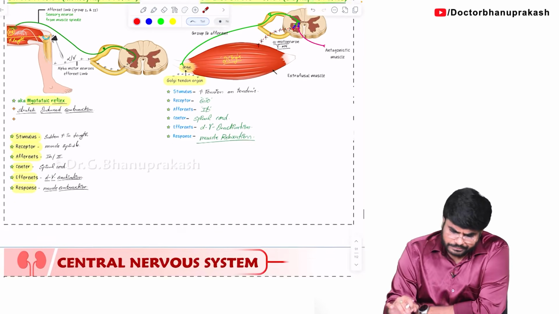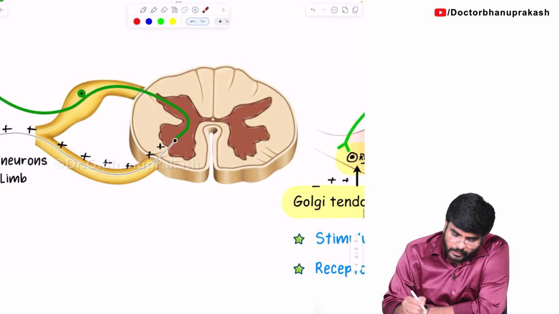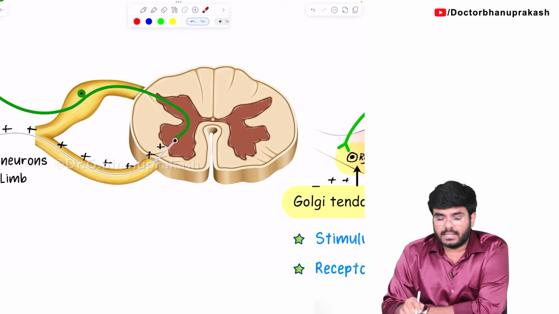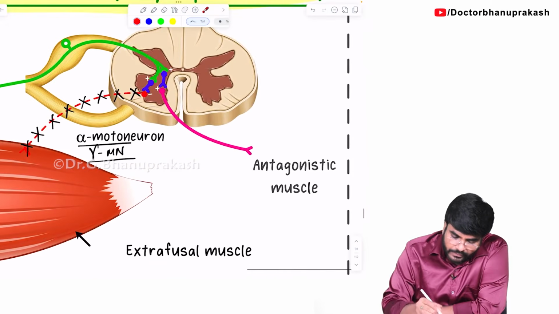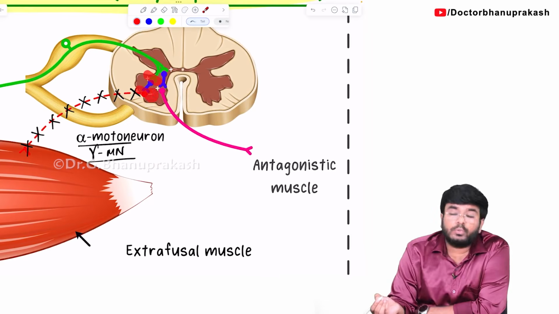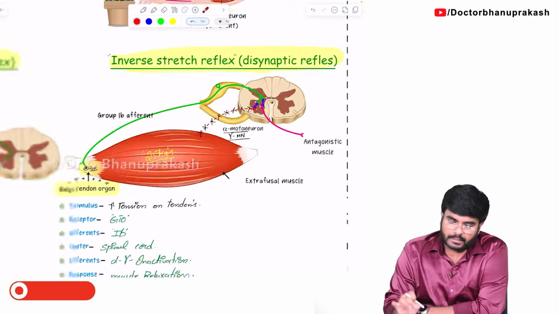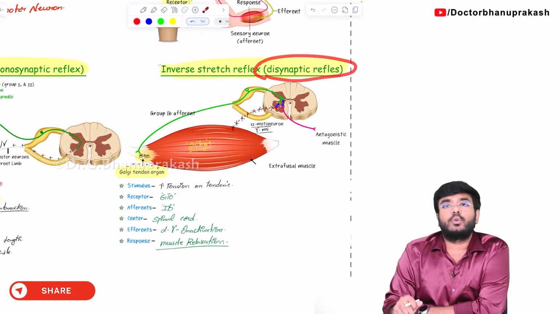Now, what else should you know for your exam? See, in the stretch reflex there are no inhibitory interneurons, so it is a monosynaptic reflex. But here inhibitory interneurons are involved. So, here there is synapse number 1 and here there is synapse number 2. There are two synapses, so it is an example of a disynaptic reflex. That is one important MCQ which I want you to know for your exam.